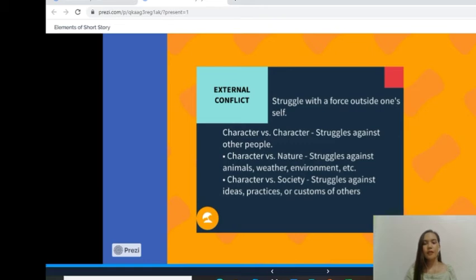Okay? The character versus society, struggles against ideas, practices, or customs of others. Society involves many characters, and it is like one versus society because you are struggling with your idea, with your own perspective versus the perspective of the society. That the character should be like this, but you are not like that. So you are struggling with the society or the opinion or the perspective of the society.